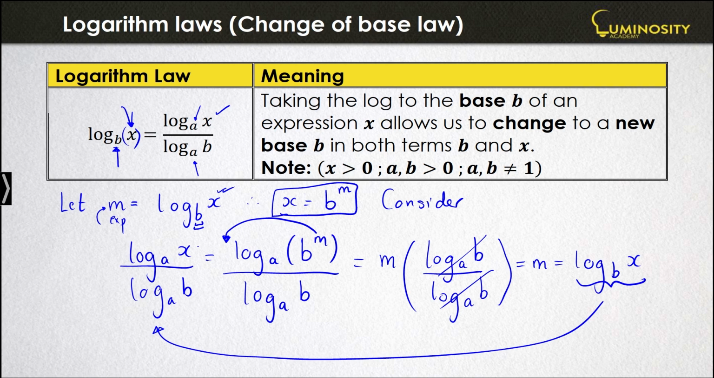So as an example, if you had log base 2 of 5, you can rewrite this as log base, now it can be any new base that you introduce that's greater than 0, not equal to 1. So I can say log base 3 of 5 divided by log base 3 of 2. So I've introduced a new base 3 and I've extracted these two numbers, 5 and 2.